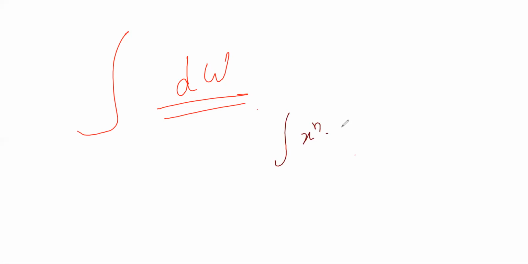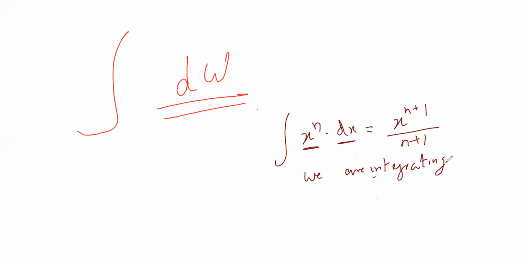Integral of x power n dx is equal to x power n plus 1 by n plus 1. So we're integrating with respect to x. Again, I'm writing this so that you guys will remember and won't forget. We're integrating with respect to x. Now the million dollar question is, what happens if there is no x? Integral of dx. Correct?